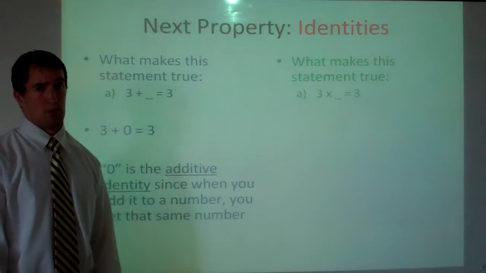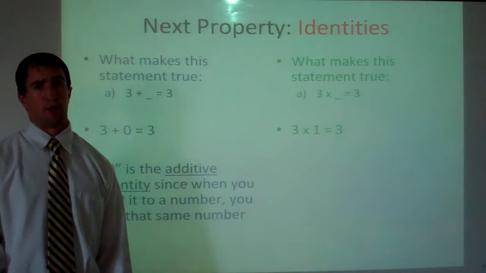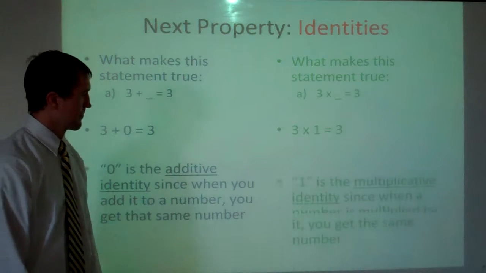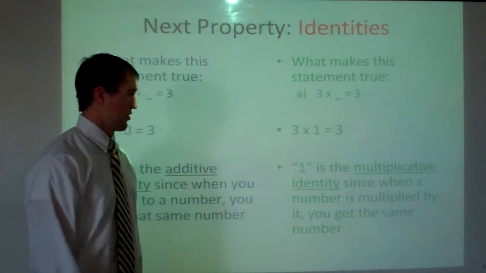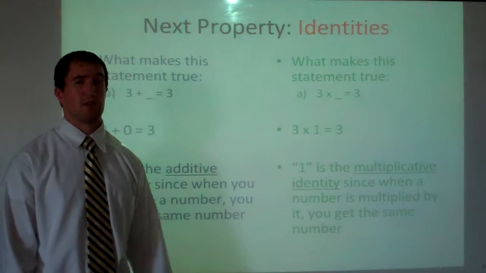So thinking about that with multiplication, what would make that statement true? Well, 3 times 1 will get you back to 3. So, here's a big word that the students like. 1 is called the multiplicative identity. Because when you multiply by 1, you always get the same number that you started with.